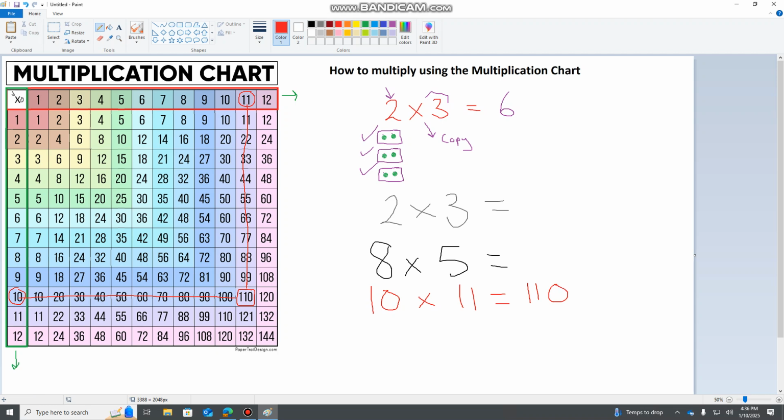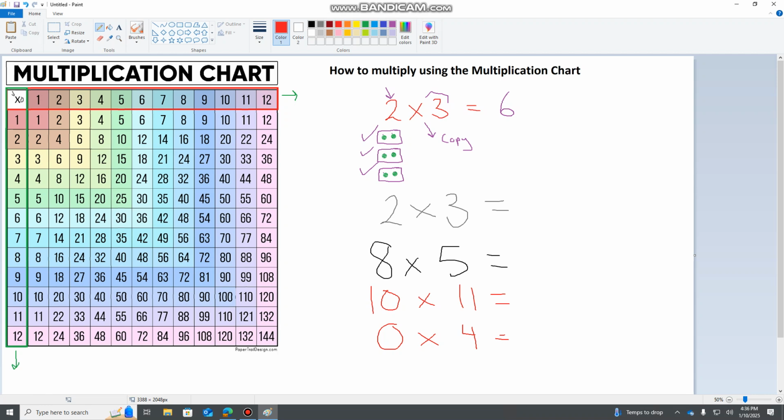And that's it. This is how we do it, kids. This is how we figure out multiplication using the multiplication chart. We can try one more if you like. Let's try one more. Let us do something else. Let's try, how about 0 times 4? Okay? 0 times 4. Starting on the far left side right here.